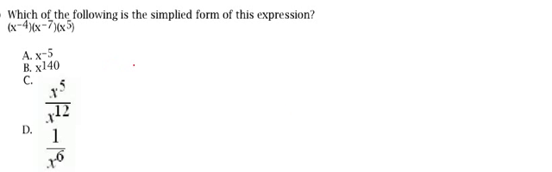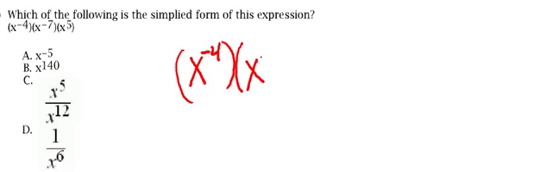This problem is asking you to simplify this expression. This expression is a bunch of monomials. I have x to the negative fourth times x to the negative seventh times x to the fifth.